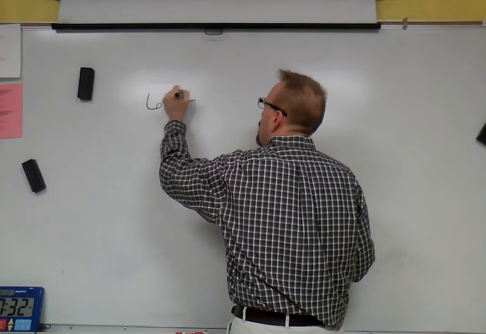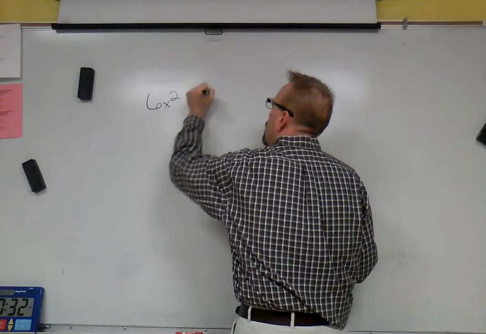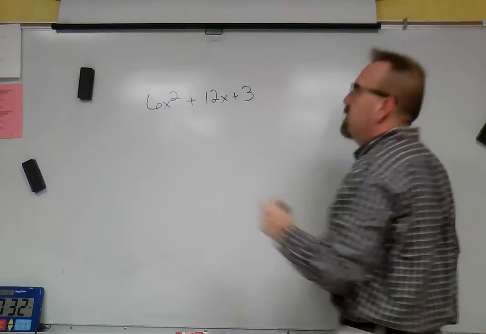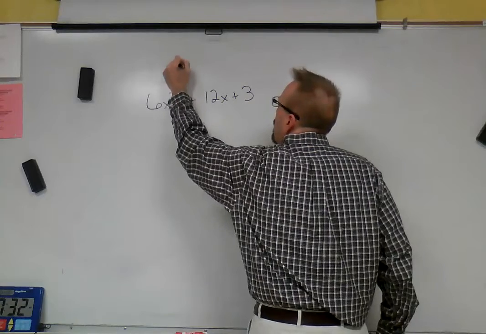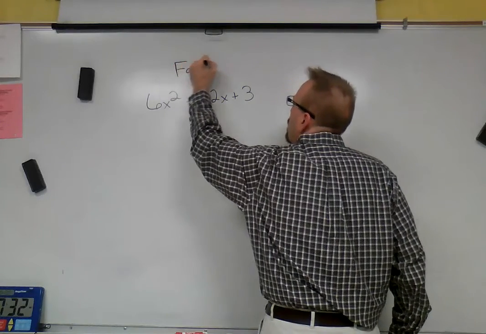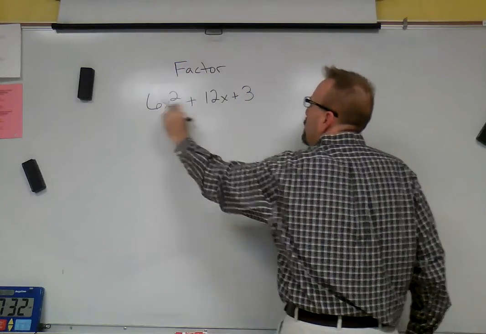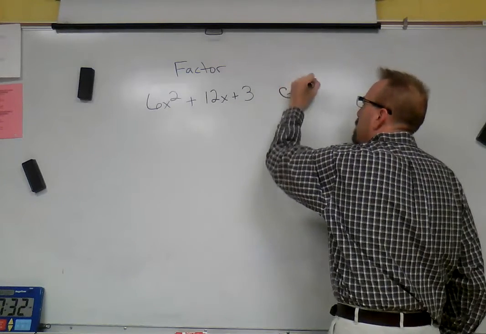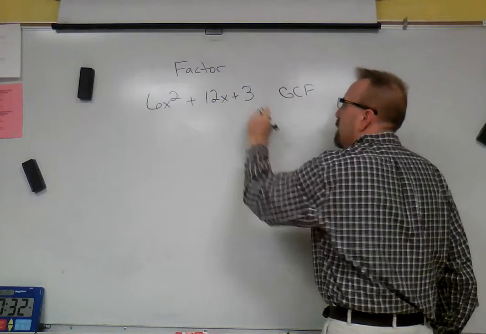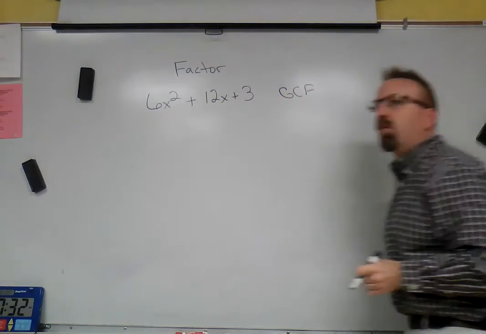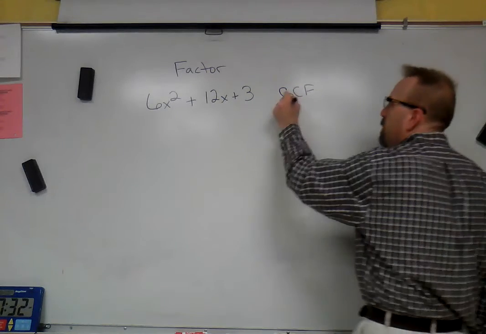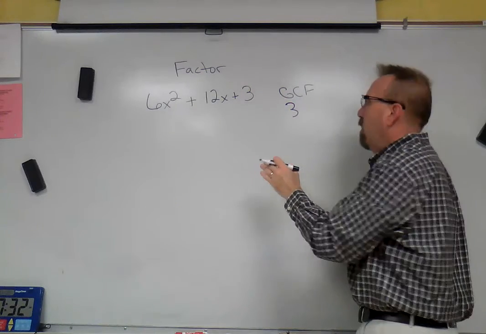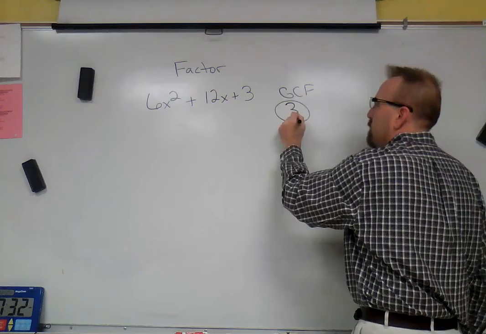Say we have a problem like this. Actions are going to say factor. So what we did is we found the GCF. So we looked at these and said, okay, what's common in all of those? We know there's a 3. Is there a variable in all of them? No. So our GCF is just 3.